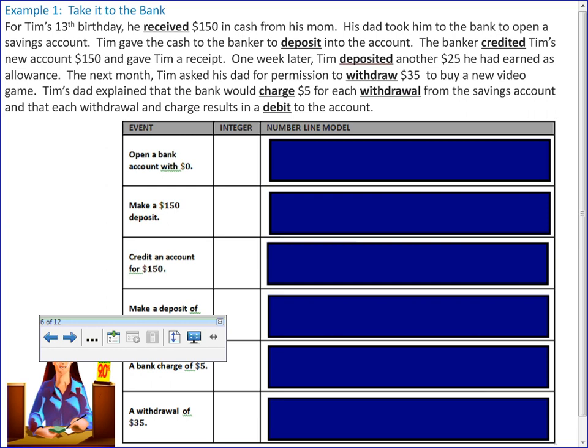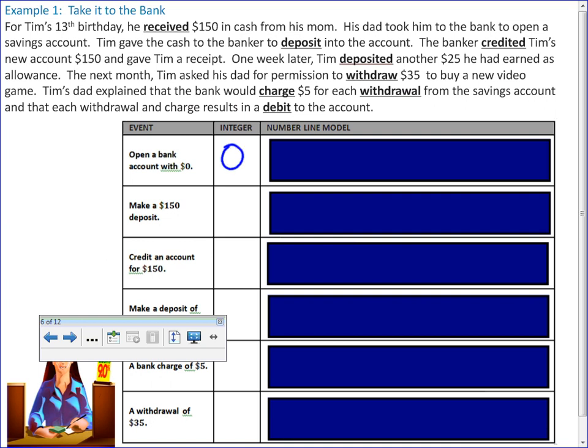So if I had a bank account, I'm going to open it. I go to the bank. Right now, my bank account has no money in it. So how would I write that integer, a bank account with $0? What integer would I write to represent that? Like 0. That's right, you can put that on your notes.